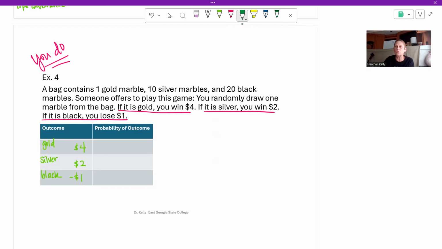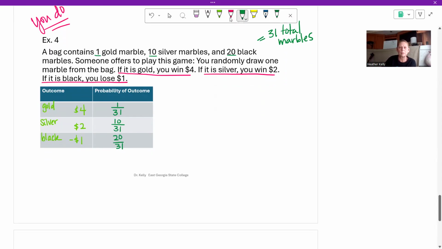Okay, now let's set up our probability. So we have to go back to the first part of unit 1. First off, we have 1, 10, 20. There's 31 total marbles. So what is the probability of getting a gold? There's only one. So 1 over 31. Silver, 10 over 31. And black, 20 over 31. So let's put it together. Pretty straightforward once you see how it sets up.